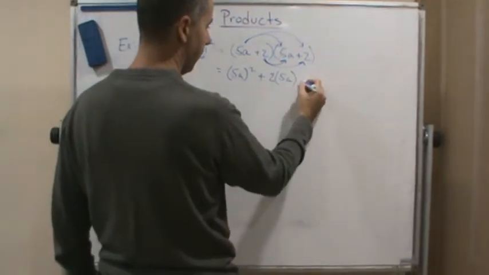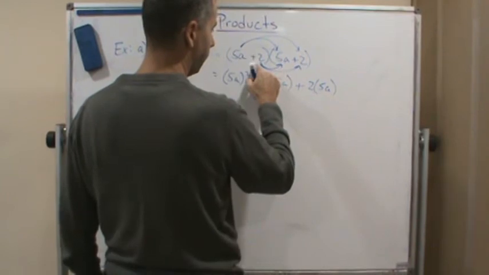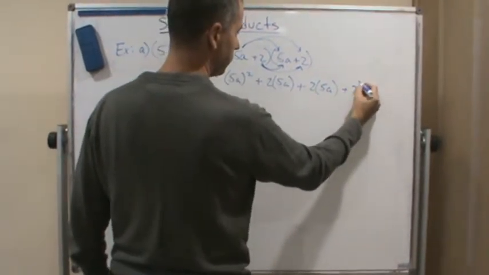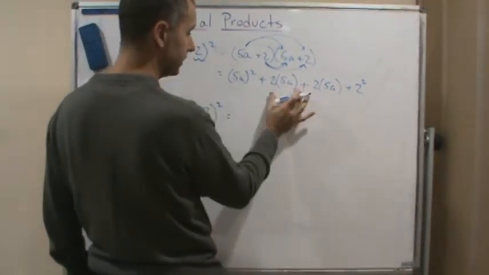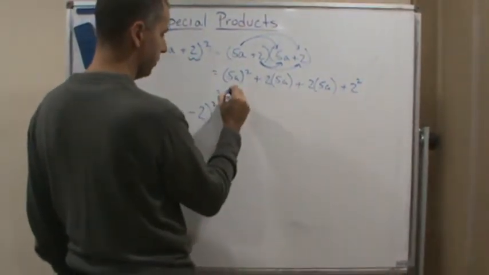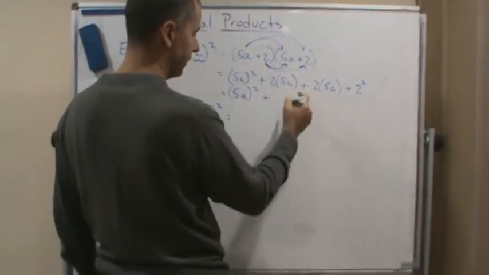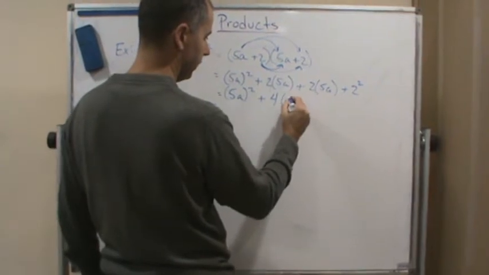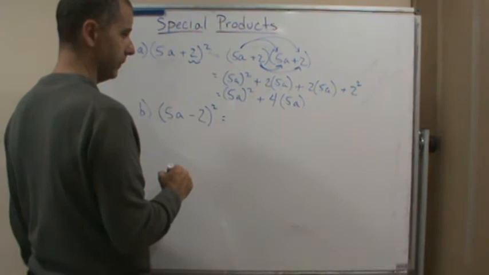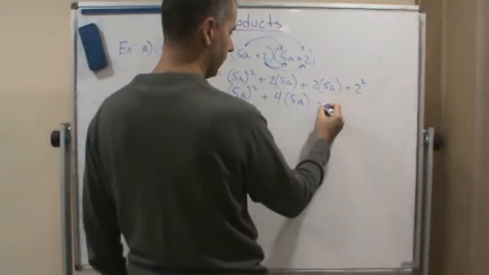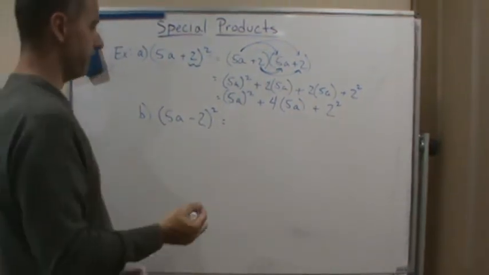And so we get plus 2 times 5a plus 2 squared. And now, look what happens. I get 2 of these. So this goes to 5a quantity squared plus what? 4 times 5a. Because I'm adding them, right? Plus 2 squared. And now if I simplify this, what do I get?